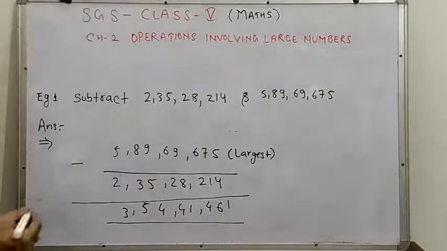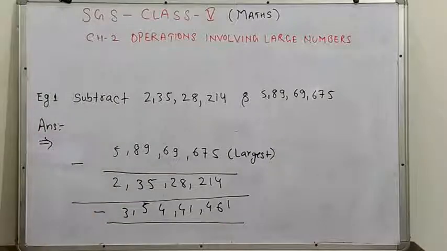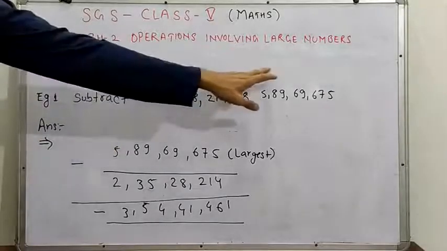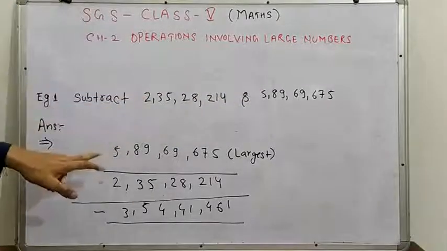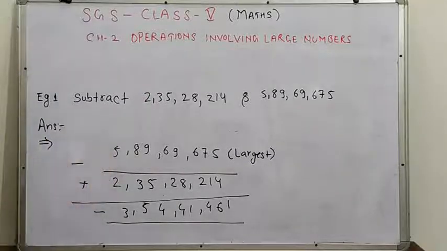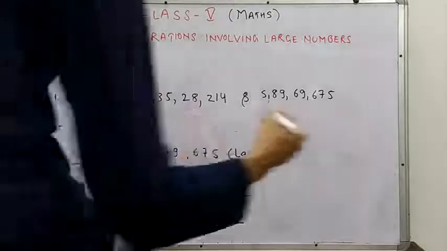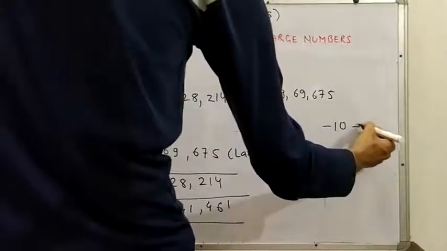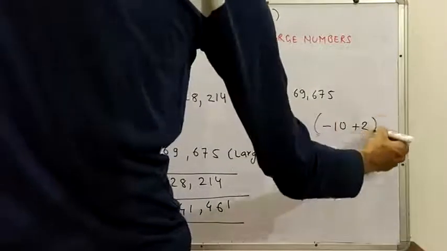And what will be the symbol? Minus. Why did I put the symbol minus? Because we are subtracting from this digit to this one. Its symbol is plus 2, and this symbol is minus 5. So whenever we subtract, I hope you learned integers. In integers what we do, if the numbers are given like this, then we always subtract.